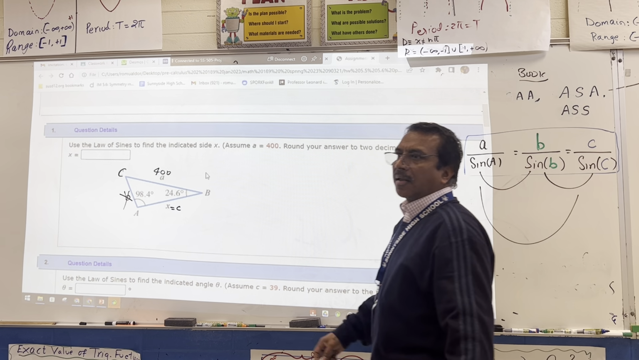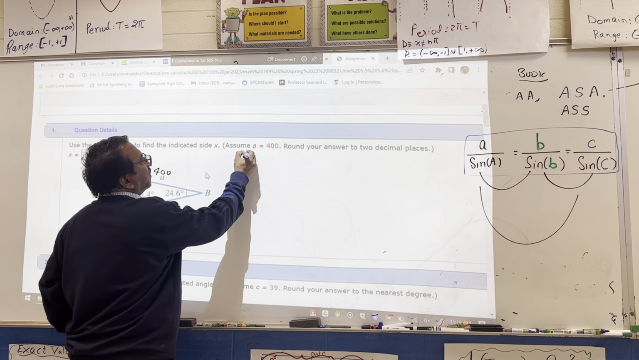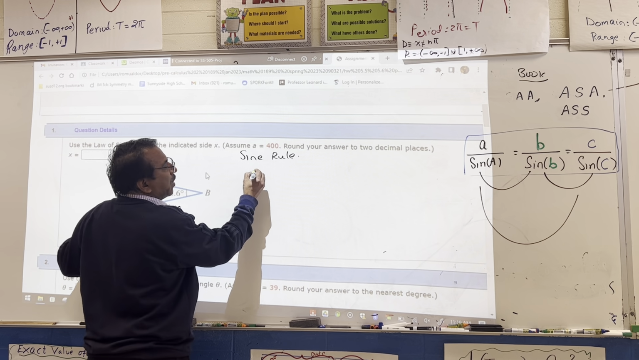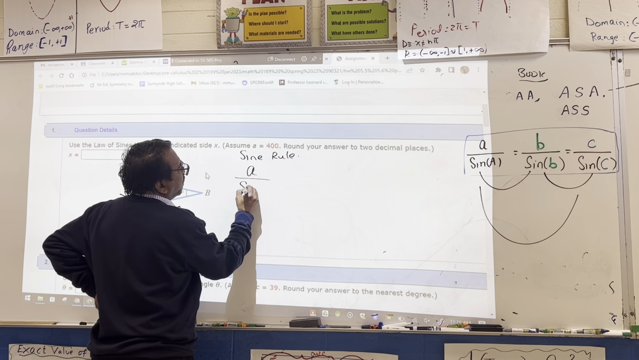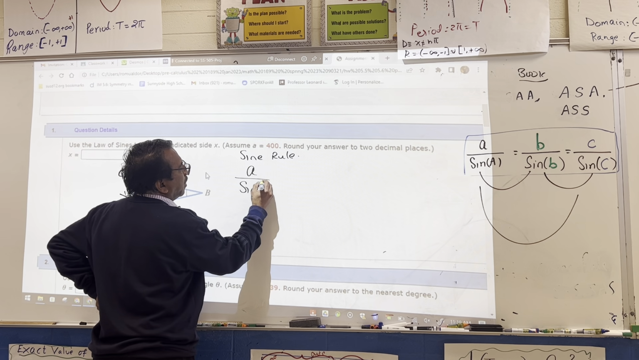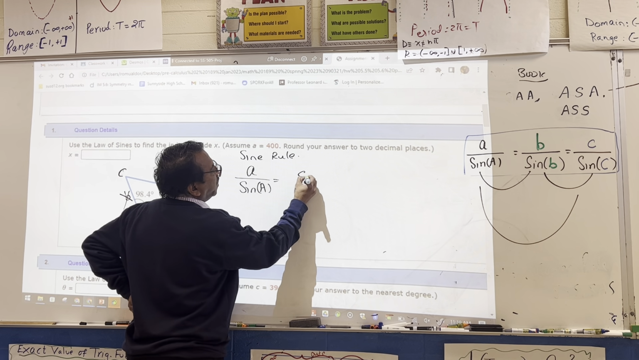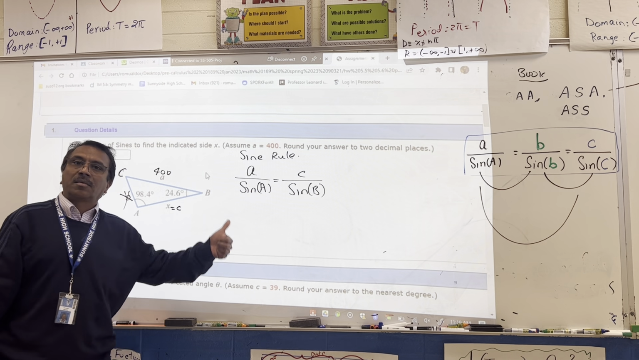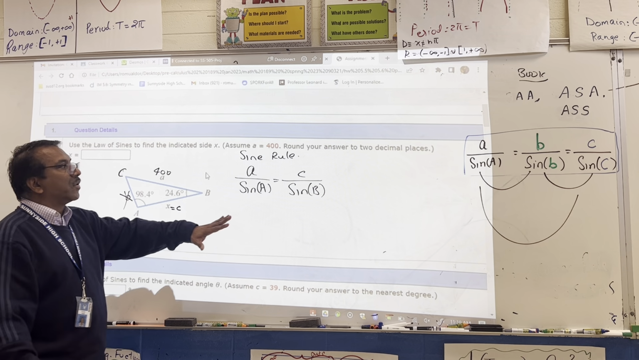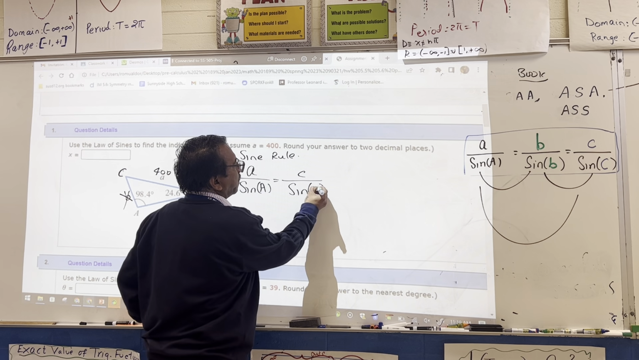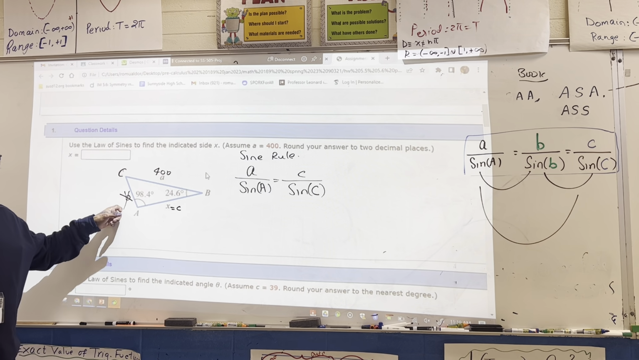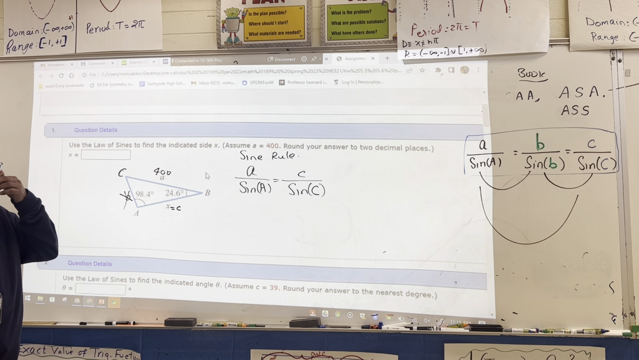Very good, let's write that. So everybody write down: sine rule. We will pick A over sine of A equals C over sine of B. Is that okay? Can you say, agree? So we all have to know why we picked this one. What happened to B? Because we don't want anything to do with B, right? So let's plug it in.